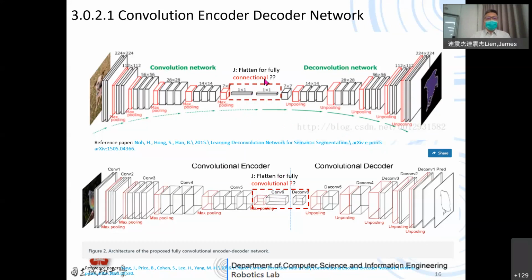Okay, fully connected means the connection is fixed. That means your input size will be fixed. Fully convolution uses convolution filters, 3 by 3, 5 by 5 filters. So the input size can be different. It's not fixed because it's convolution.